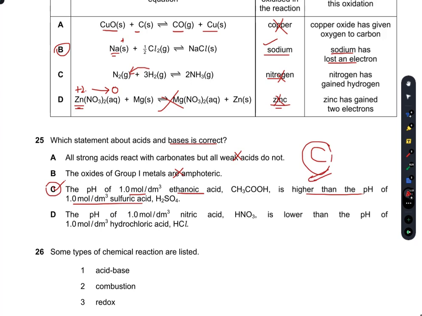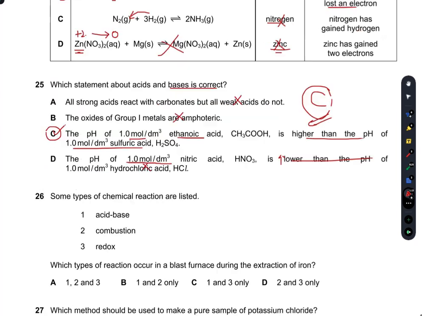The pH of 1 mole per decimeter cube nitric acid HNO3 is lower than the pH of 1 mole per decimeter cube HCl. No, the pH of 1 mole per decimeter cube nitric acid is higher than the pH of 1 mole per decimeter cube HCl. So C is our right option.